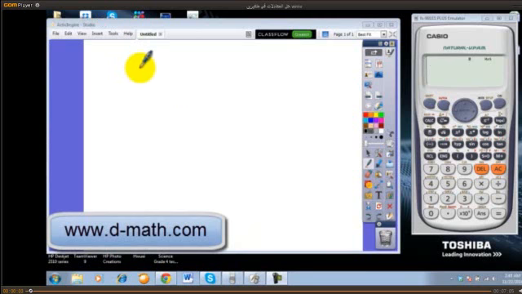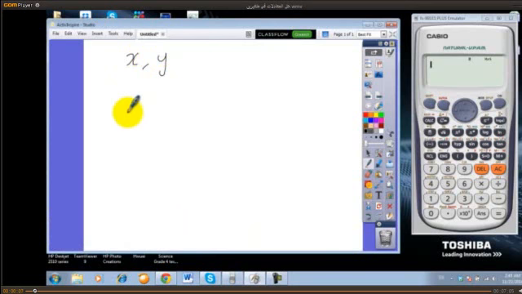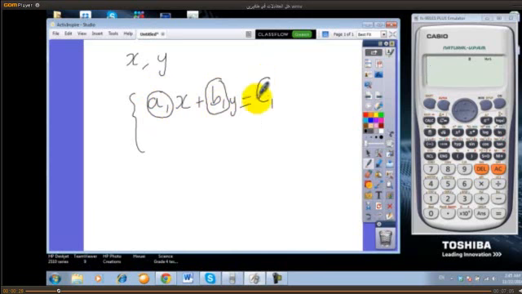Solving equations of two unknowns using the calculator. The two unknowns are x and y, and can be written as a system of simultaneous equations having the form a1 x plus b1 y is equal to c1, where a is the coefficient of x in this equation, b is the coefficient of y, and c is a constant.